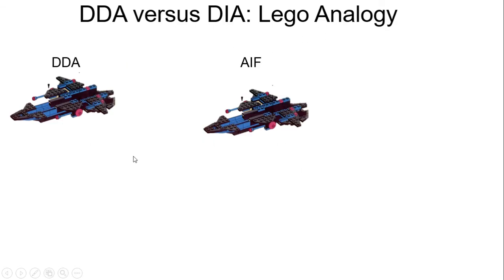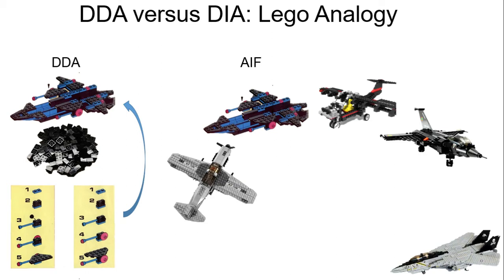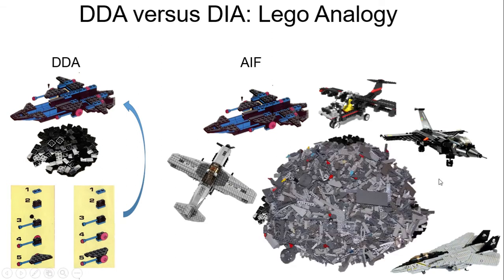Another analogy is a Lego analogy. If you had data-dependent analysis, you might have one Lego piece that you take into multiple pieces, and from those pieces you can use a little manual to rebuild your starship. Then in all-ion fragmentation, you might have multiple Lego kits, and let's say your kid breaks them all into pieces in a giant pile. Now you have to reconstruct the original starship from all these pieces, and it becomes much more complicated. So we have to be able to reconstruct that relationship between the precursor ion and the fragment ions to reduce the chance of false positives.